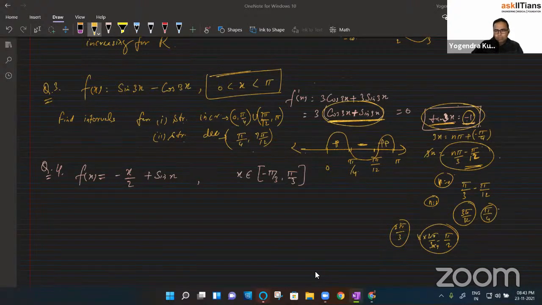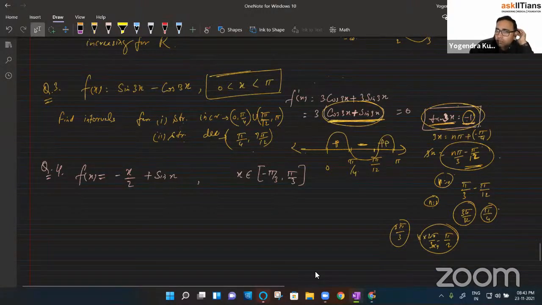Mehak, not only pi by 4, there is one more point, right? We need to check for that also, right? We need to find out those critical points where it is becoming 0. For what all points it is becoming 0. So we are identifying from here: n equals to 1, if I put it, I'm getting pi by 4. N equals to 2, if I put it, I'm getting 7 pi by 12. These are the 2 points. If we put n equals to 3, we are not getting, right?